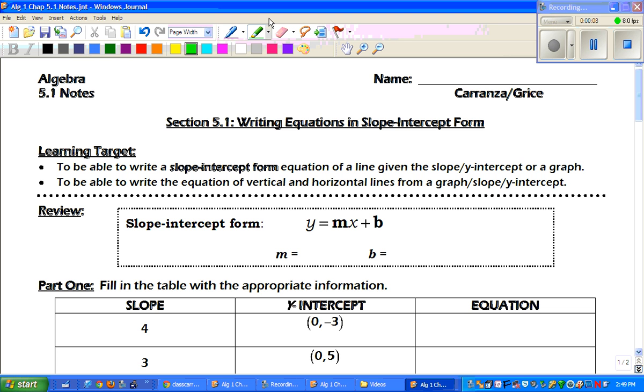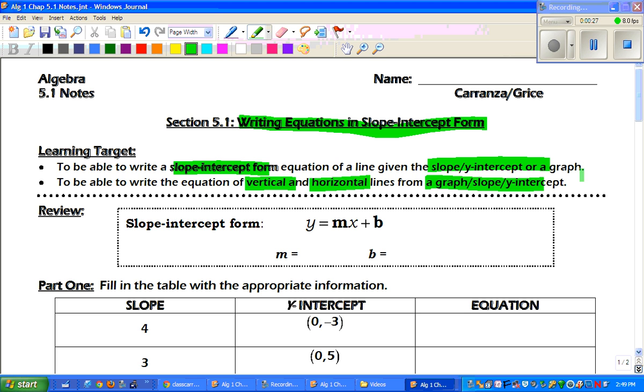Today we are starting a new chapter, Chapter 5, and we're going to start off by writing equations in slope-intercept form. The learning target today is to be able to write in slope-intercept form given slope, y-intercept, or a graph, and then to be able to write the equation of vertical and horizontal lines by looking at a graph, the slope, or the y-intercept.